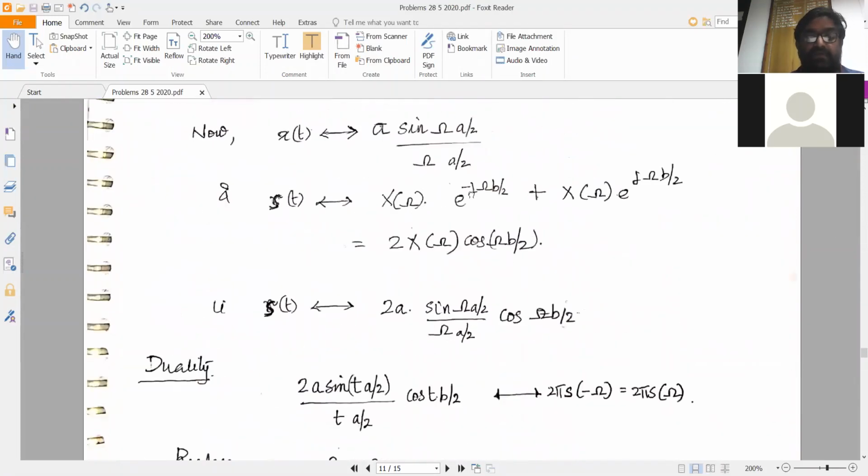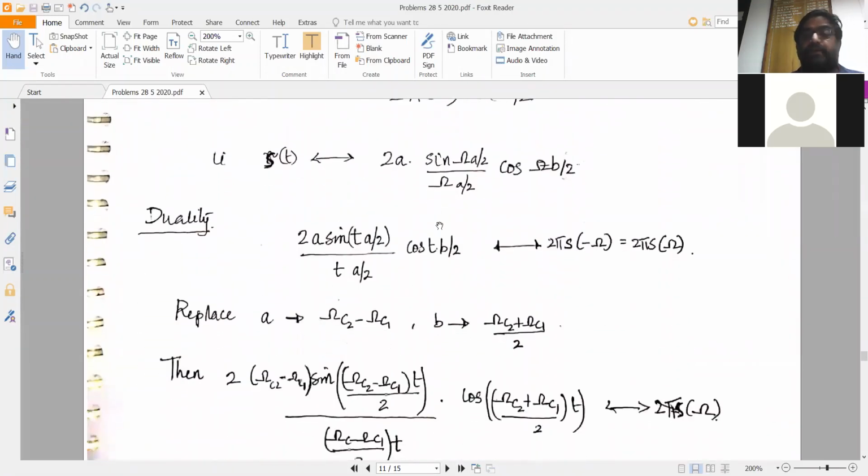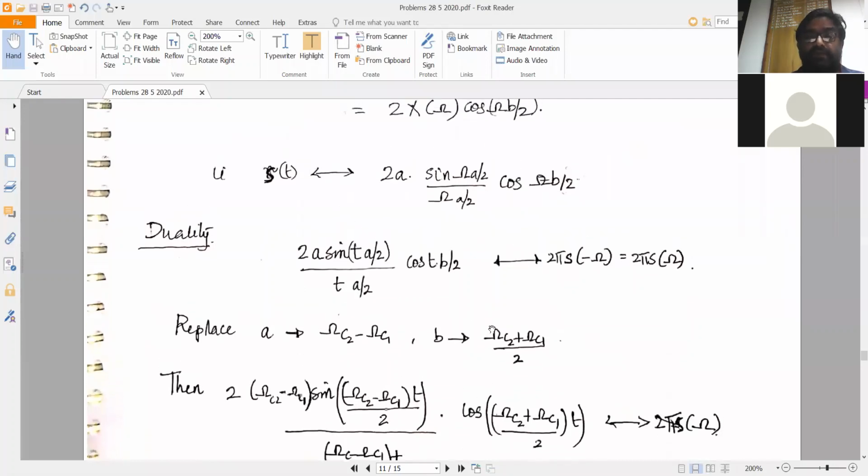Now what we'll do is, now we will apply the duality theorem. So applying the duality theorem, you consider this function in the time domain. So 2a sine, instead of omega I will put t. So 2a sine t into a by 2 by t into a by 2 into cos, instead of omega I will put t. So cos t into b by 2 is Fourier transform to, as per duality, 2 pi into s of minus omega.